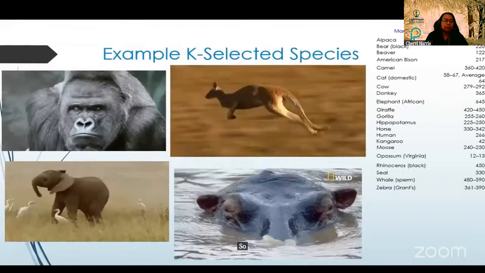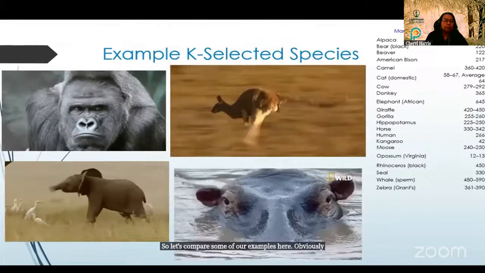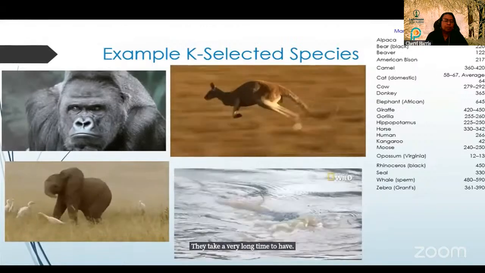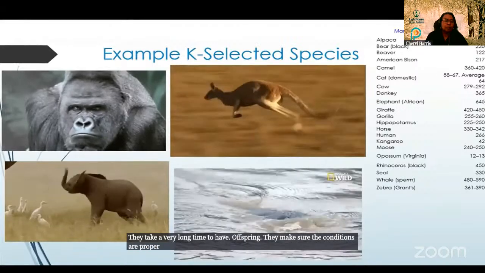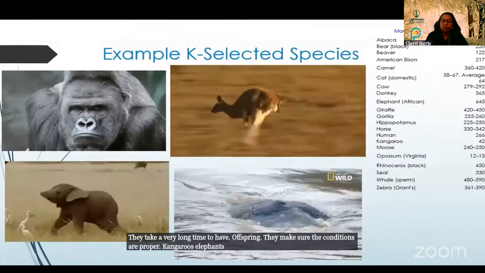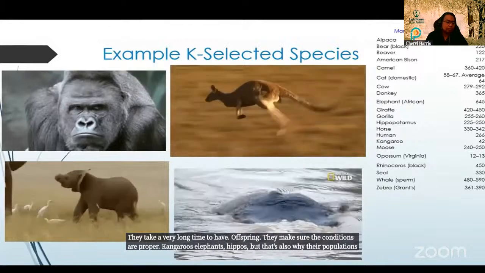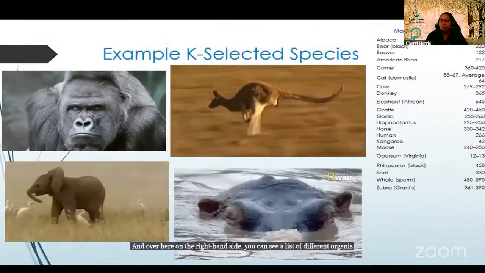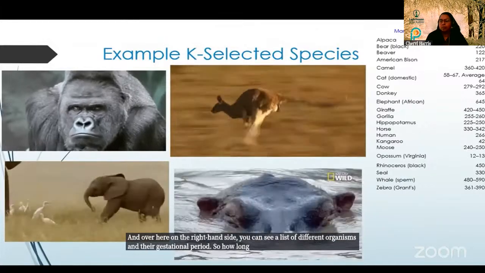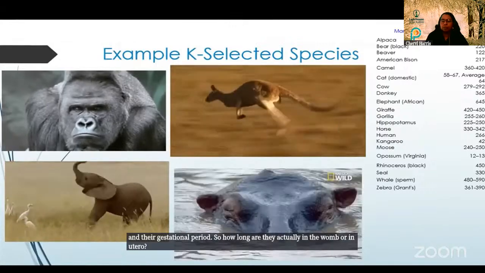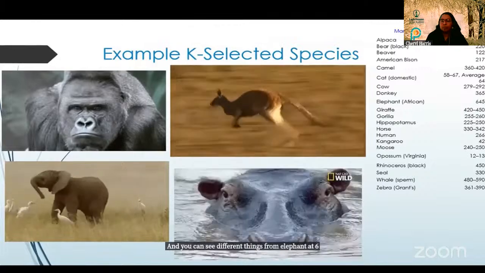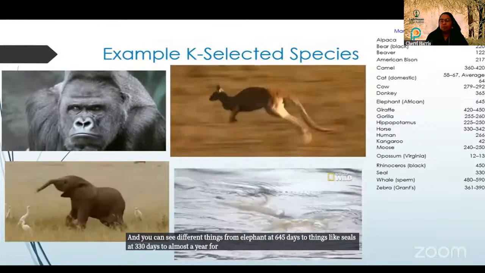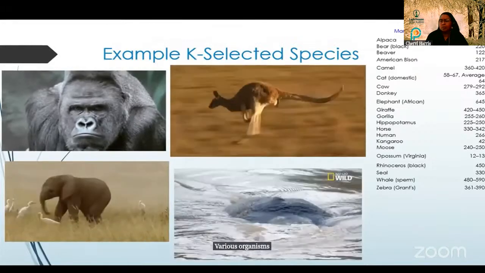So let's compare some of our examples here. Obviously, things like the gorilla, the silverback, or mountain gorillas, they take a very long time to have offspring. They make sure the conditions are proper. Kangaroos, elephants, hippos, but that's also why their populations don't rebound very, very rapidly. And over here on the right-hand side, you can see a list of different organisms and their gestational periods. So how long are they actually in the womb or in utero? And you can see different things from elephant at 645 days to things like seals at 330 days, so almost a year for seals to have an offspring. Various organisms have different gestational periods.